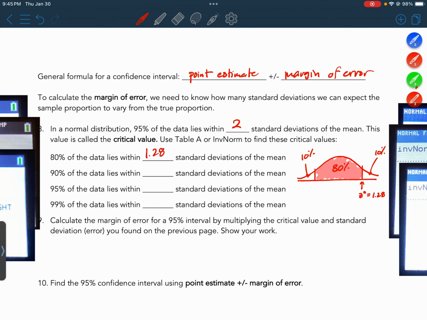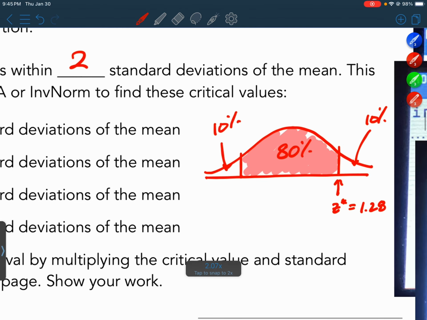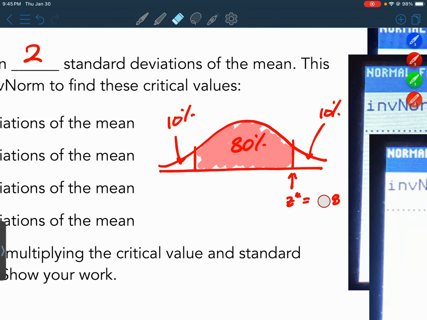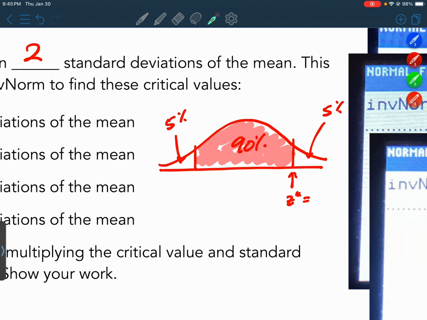1.28. So what if we wanted 90%? Well, now our picture is going to change. The middle here would be 90%, and we'd have 5% in each tail. So our boundary value has a percentile of 95. We're adding the left tail and the center because that's what's to the left of our boundary value.